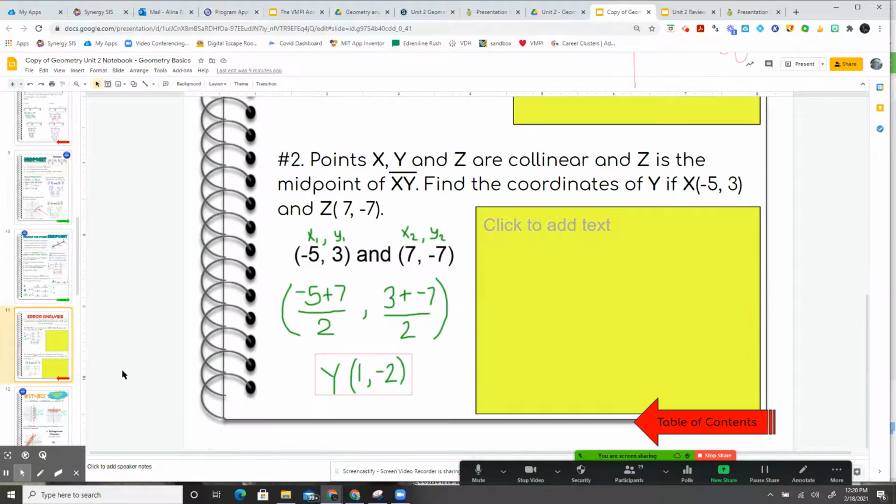Okay. What went wrong in this one? If you're not sure, you can draw a picture. So X, Y, and Z are collinear, and Z is the midpoint. So Z goes in the middle. That means ZX and ZY are going to be congruent. So I have X and I have Z. Is this how I do it?